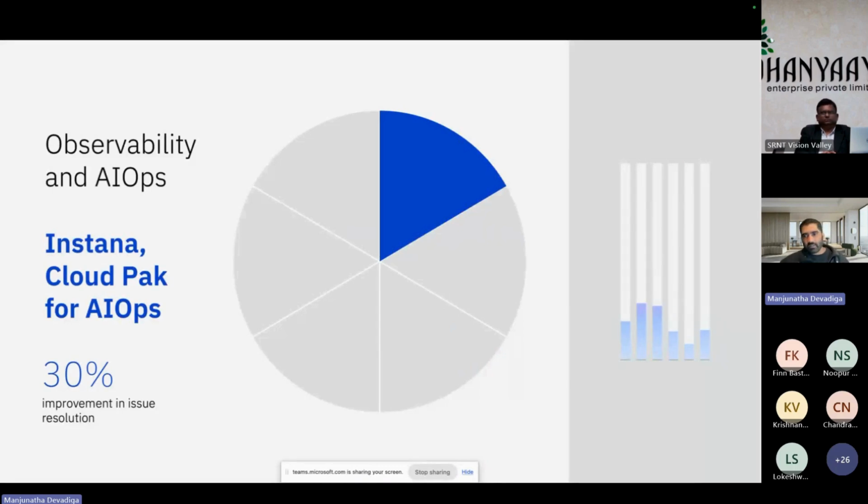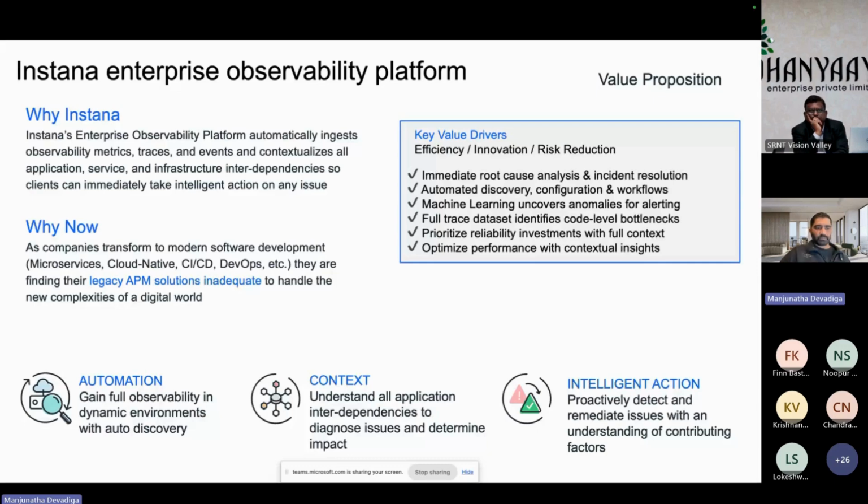So to address that, just to take two examples, right, in this scenario, observability and AIOps, these are the two solutions from IBM which will help you to address that specific problem statement. Now let me pick up the first one, Instana, and then we'll get into Cloud Pak for AIOps, which will help you to bring in a 30% improvement in issue resolution. Okay, so we'll see each of those in a little more depth.